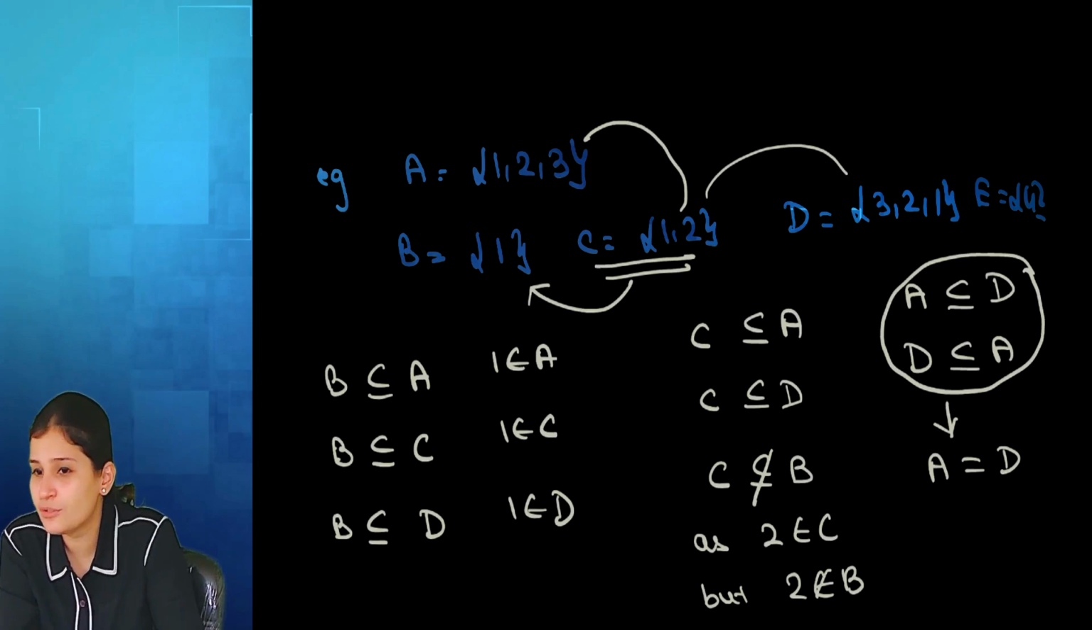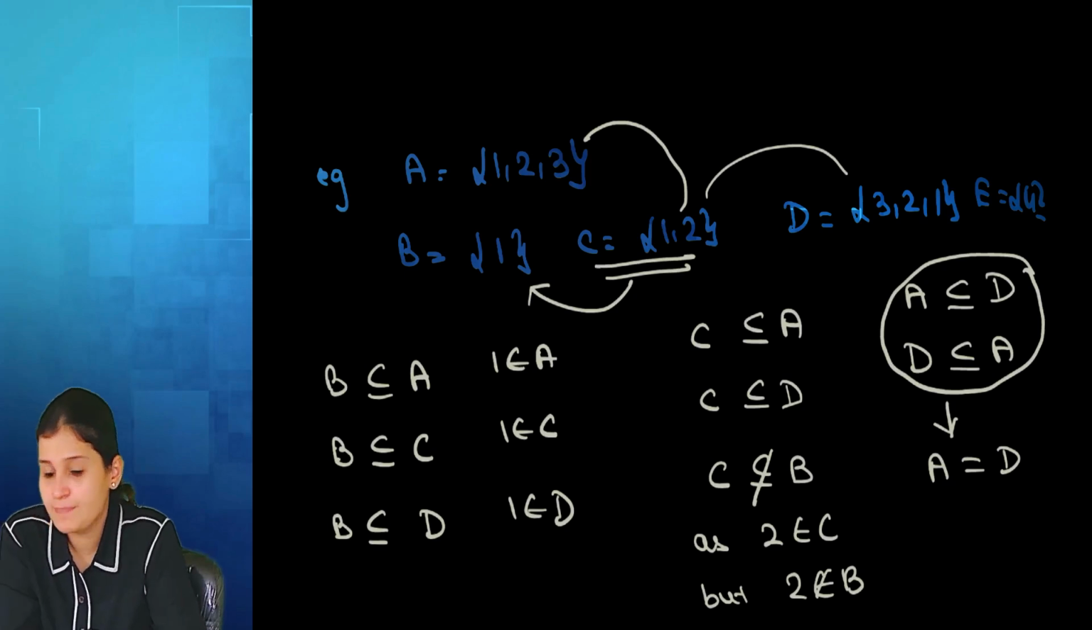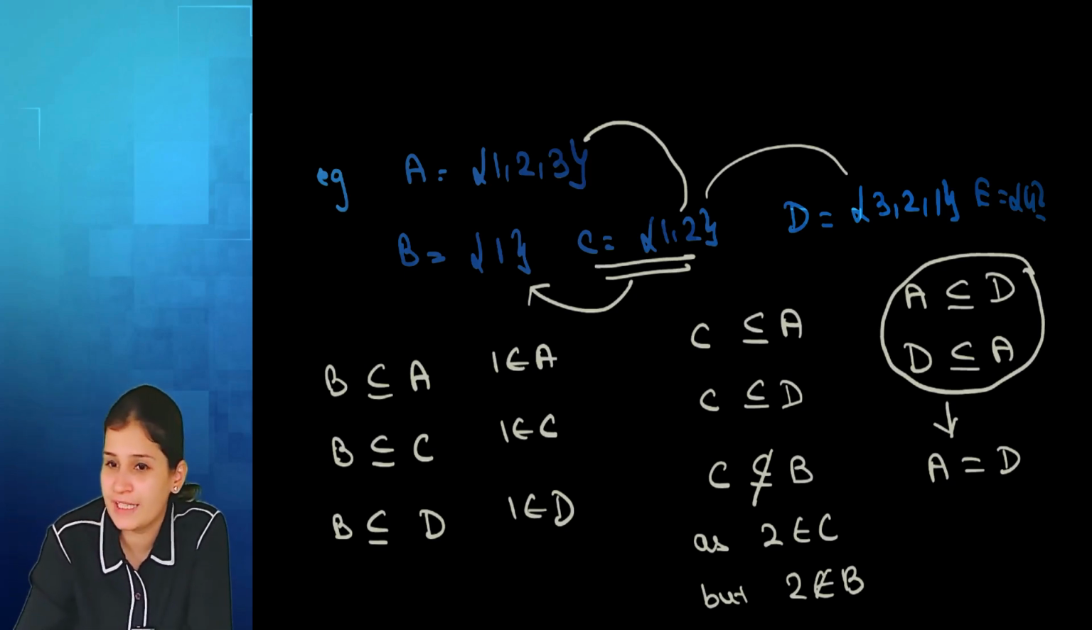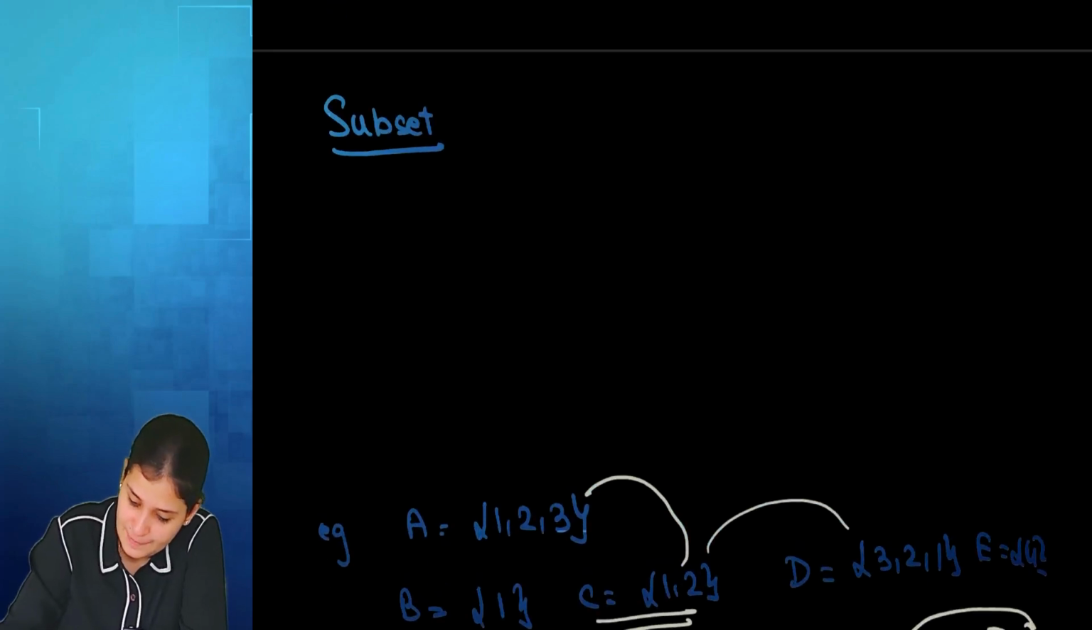A is less than or equal to D. D is also less than or equal to A. That means they are equal. So A is a part of D. D is a part of A. That means they are the same. Agree? So what do we mean by subset?